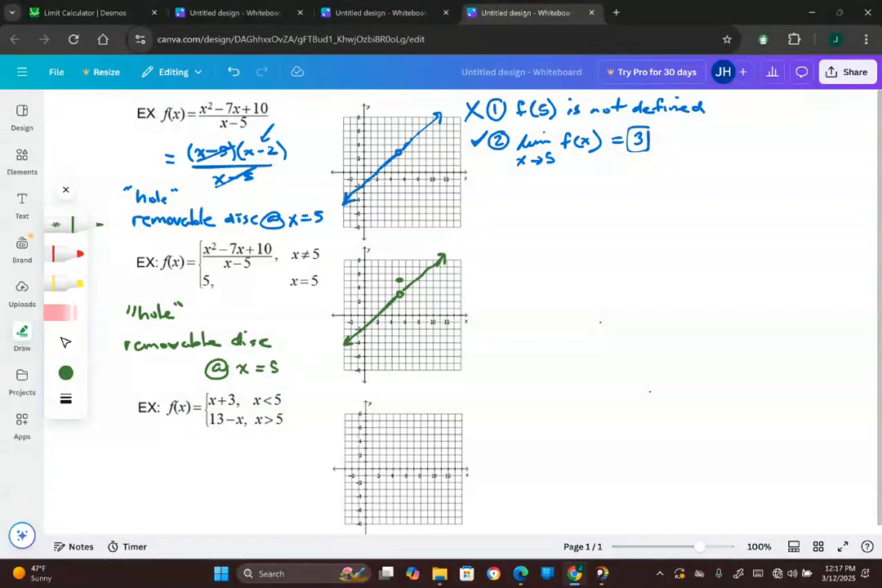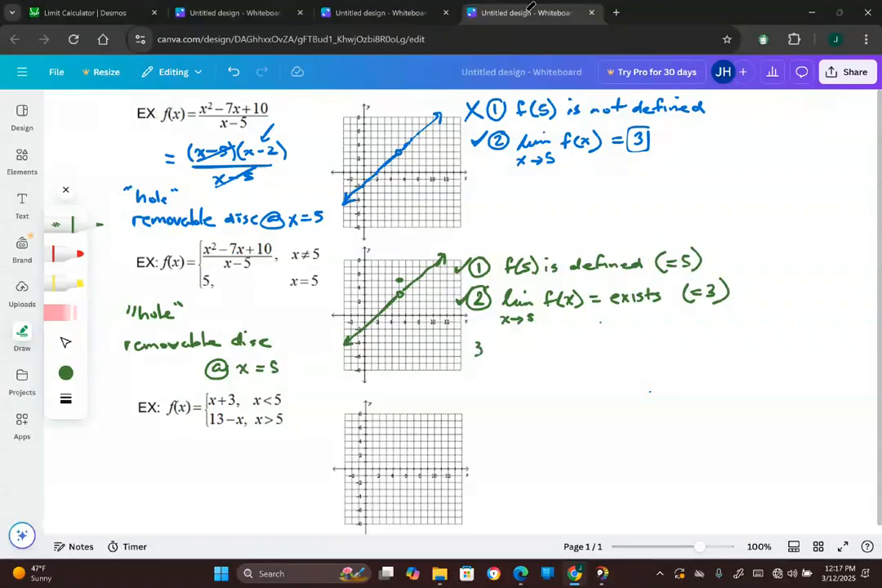Now, again, I'm going to show you why it's a removable discontinuity in just the next few minutes here. Step 1, does f of 5 exist? Is it defined? It is defined. In fact, f of 5 equals 5. It's that coordinate. So part 1, satisfied. Part 2, and this is why it's a removable discontinuity. The limit as x approaches 5 of f of x exists. In fact, it equals 3, just like the previous problem, because it's just that line repeated again.